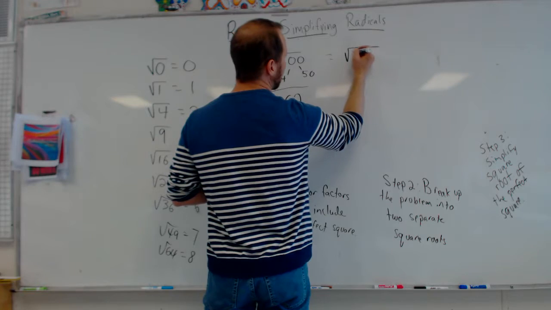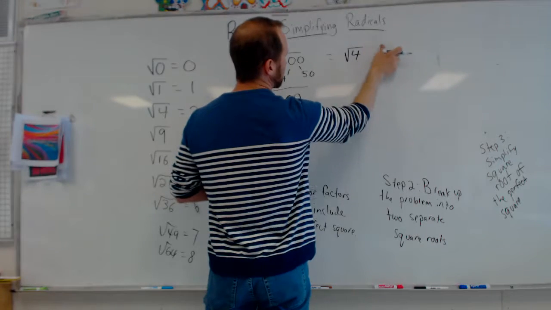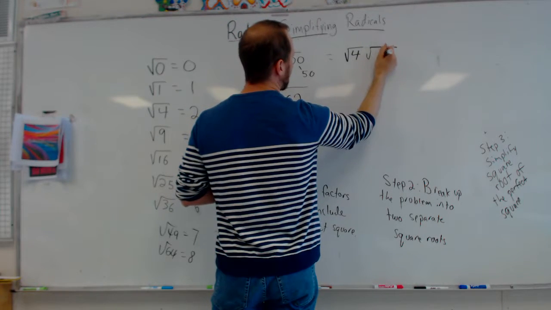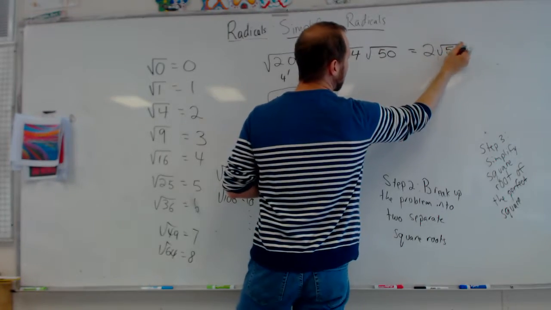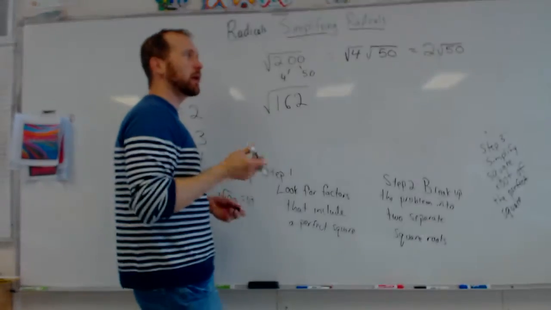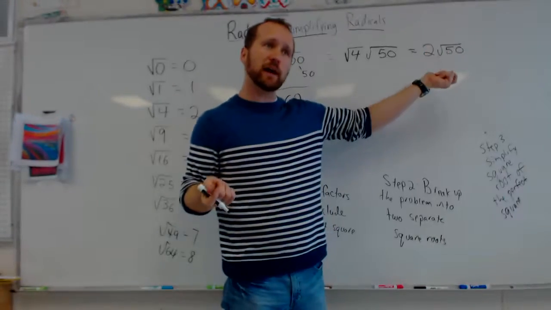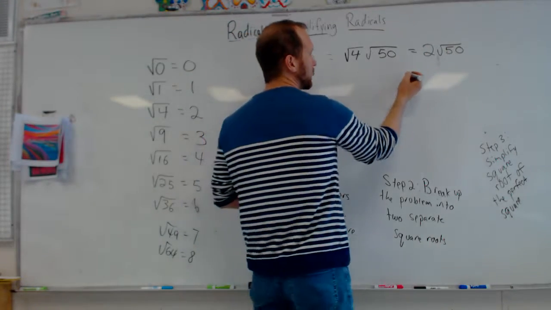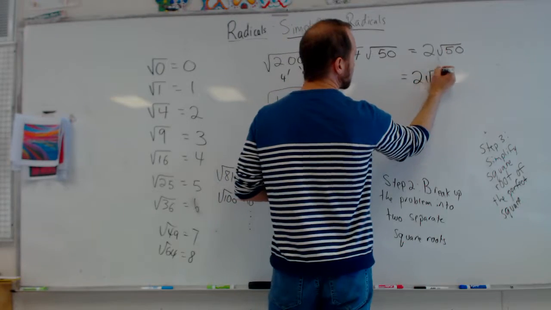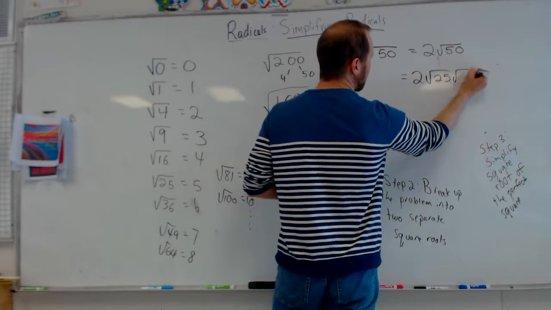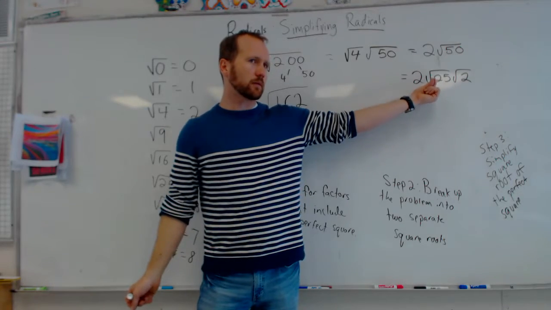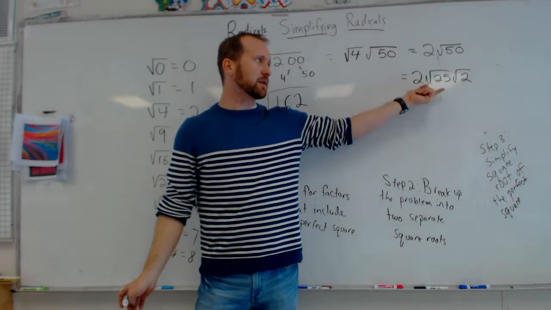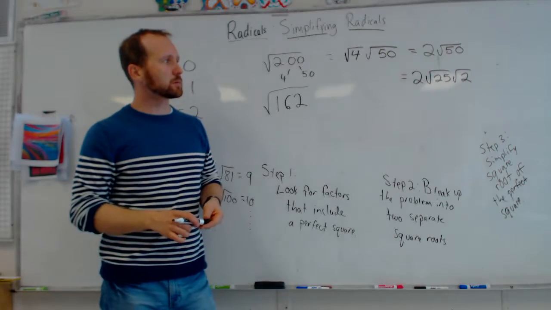So I'm gonna write it out like this. Let's do it like this. 4 times 50, right? So we'd have 2 times the square root of 50, right? But then we say, oh wait, 50 has a 25 in it. So we do this, right? 2 times the square root of 25. I'm skipping that intermediate step now, which you can do on your work too if you want to.